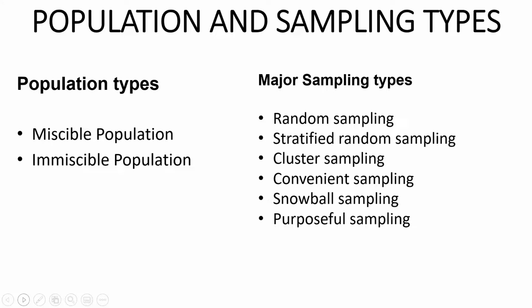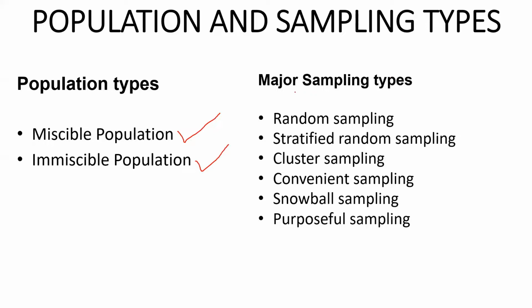Okay, so we are going to look at miscible population. Miscible population is a population that you can mix. We'll see more of that. We're also going to look at immiscible population. This is a population that you cannot mix prior to sampling.